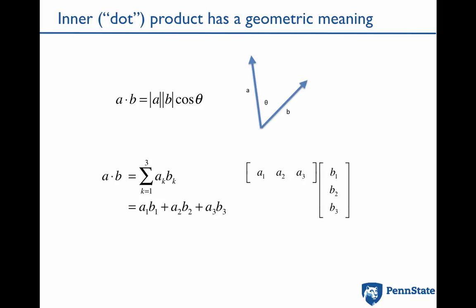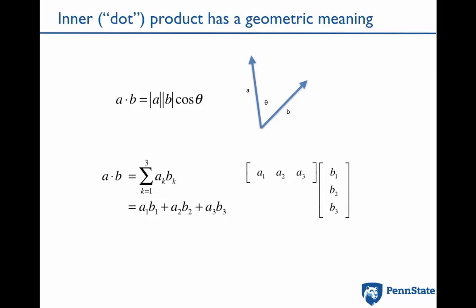A dot B, or I can write it as a sum, AKBK, or I can write it out, A1B1 plus A2B2 plus A3B3, or I can write it as a row matrix smashed up against a column matrix, like one part of a matrix multiplication. All those are equivalent, okay? If you evaluate that thing, it turns out that the number you get is the same thing as the length of the vector A times the length of the vector B times the cosine of the angle in between.